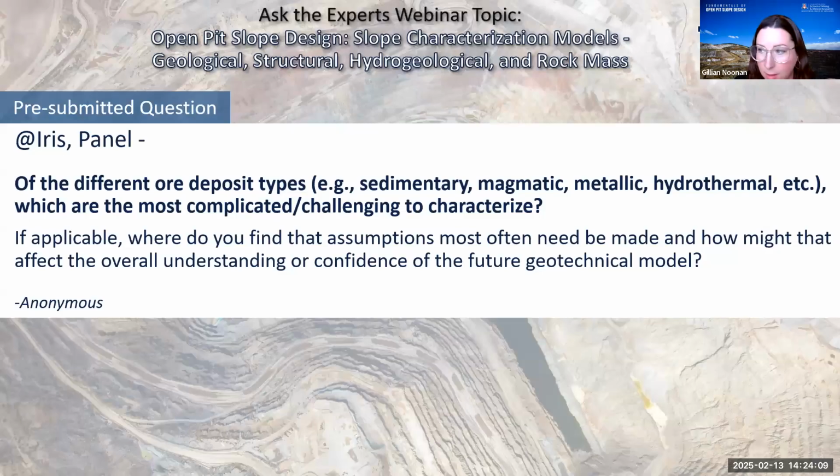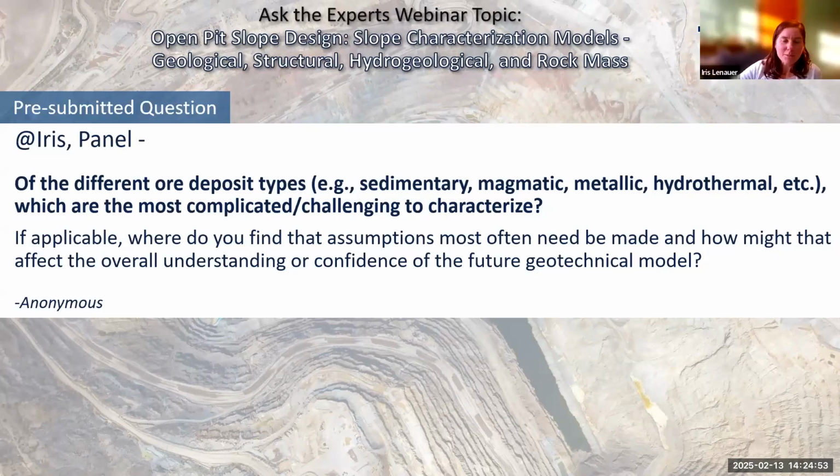It was pre-submitted, and it is regarding ore deposit types, which was the focus of your presentation for the course. They're asking, of the different ore deposit types, for example sedimentary, magmatic, metallic, hydrothermal, etc., which are the most complicated or challenging to characterize, in your opinion? And if applicable, where do you find that assumptions most often need to be made? And how might that affect the overall understanding of confidence of the future geotechnical model? So it's kind of a large question, but if you'd like to touch on any part of that.